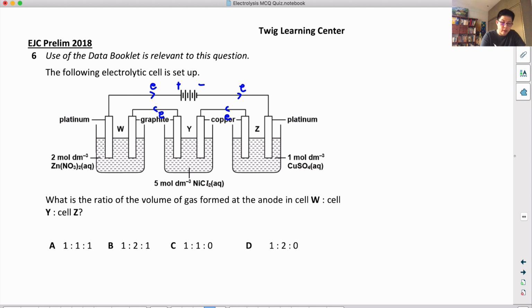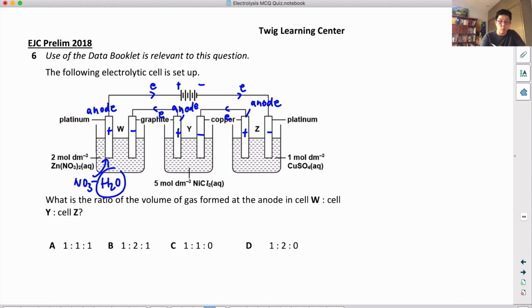So I'm just going to put down plus, minus, plus, minus, plus, minus. We're only going to care about the anode, right? Which is this one here, this is the anode, and this is also anode. Over here, you notice nitrate and water will be attracted to the anode, and which will get oxidized.